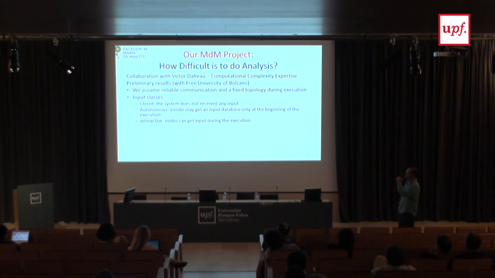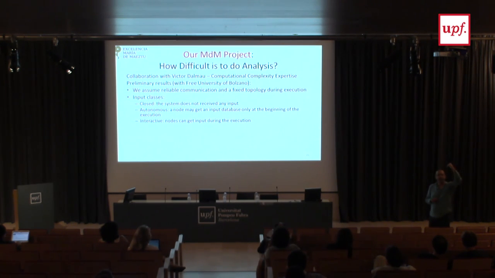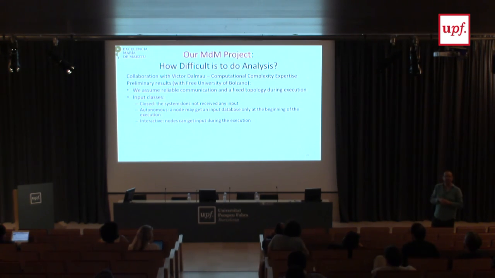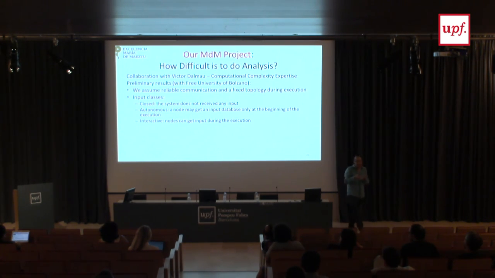We also classify the input classes, that is, how the system could be. A closed system doesn't receive input from the outside. The only thing that happens in the system are messages going between nodes. An autonomous system is a system in which the input happens only at the very beginning. There are many situations in which that happens, but it is still limited. And the last one is interactive, where you can introduce input at any moment during the execution of the system.